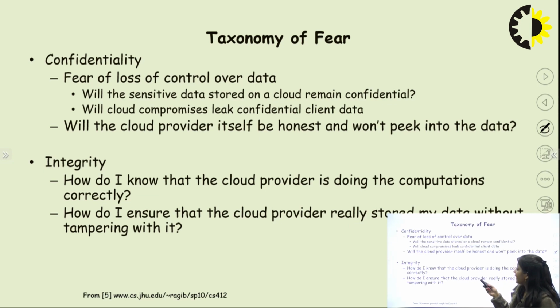Next is integrity. Integrity is how do I know that the cloud provider is doing the computation correctly. Integrity means we update our data. If I have saved my data over the cloud, and an employee at the provider changes my data, how can we ensure the data will not be modified? One is only reading the data, the other is also modifying the data. So integrity is modification, updating of the data. How do I ensure that the cloud provider really stored my data without tampering with it? So it's very important. If my data gets changed, how can I match what is my original data and what is my updated data?